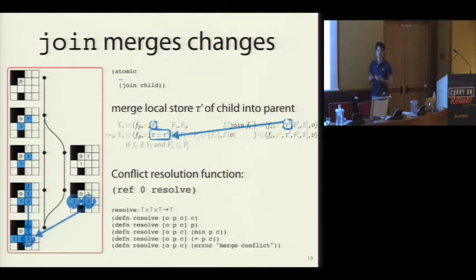And then this function should return the new value for the transactional variable, which could be the value of the child or the parent. Or in the example of the Labyrinth application, it could be the minimum because these numbers represent costs in a search algorithm. It could also be the sum or even an error.